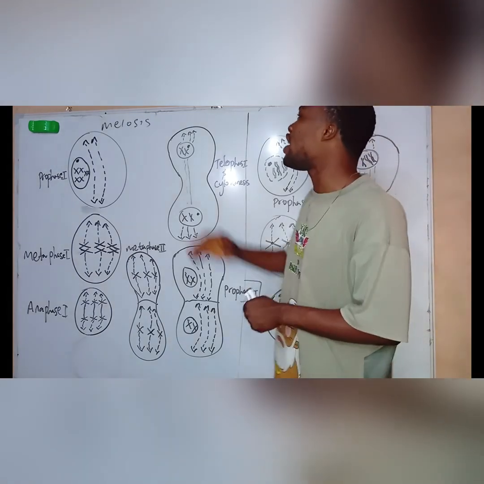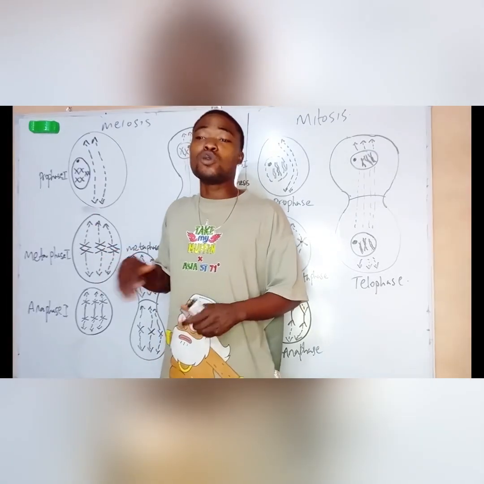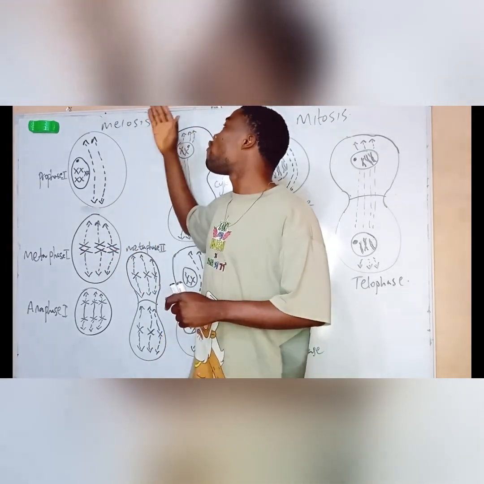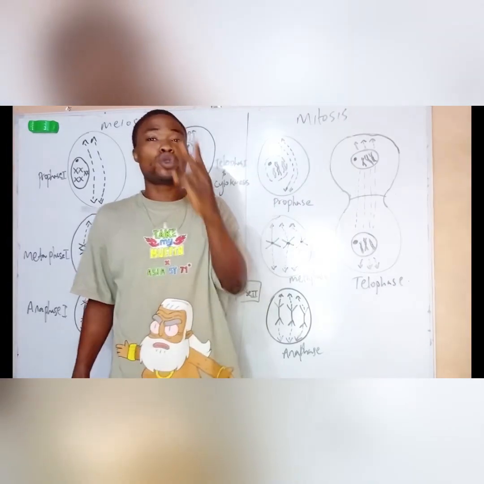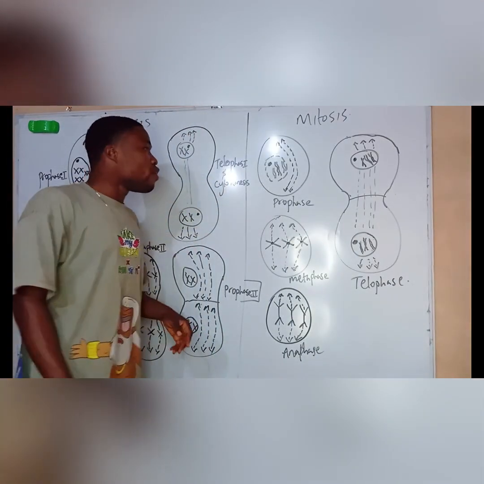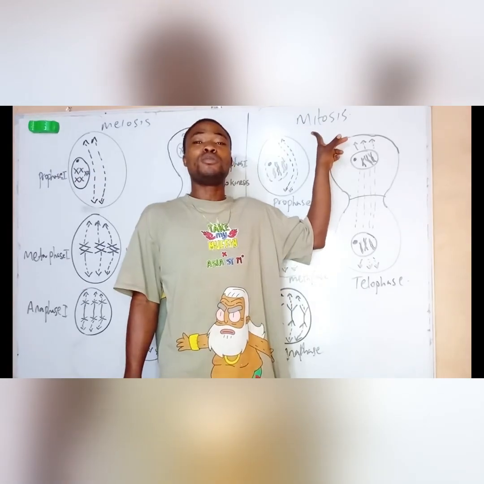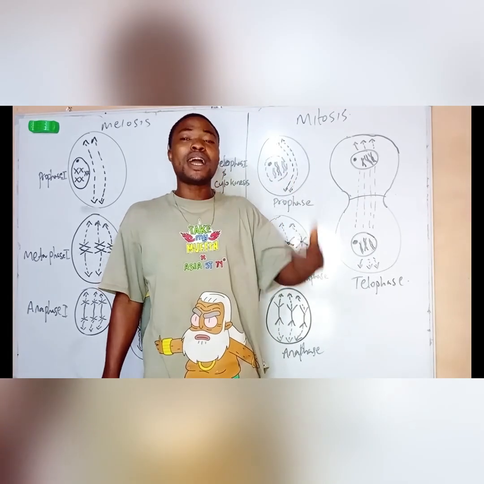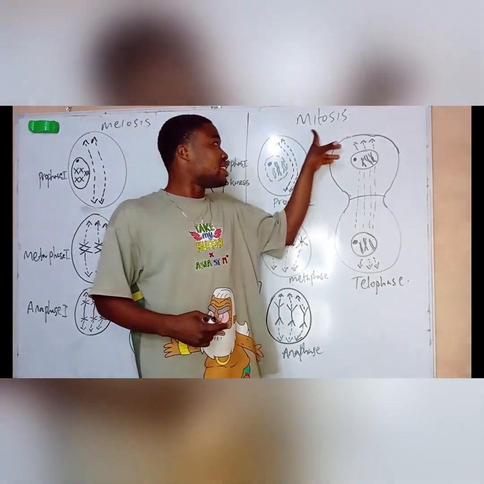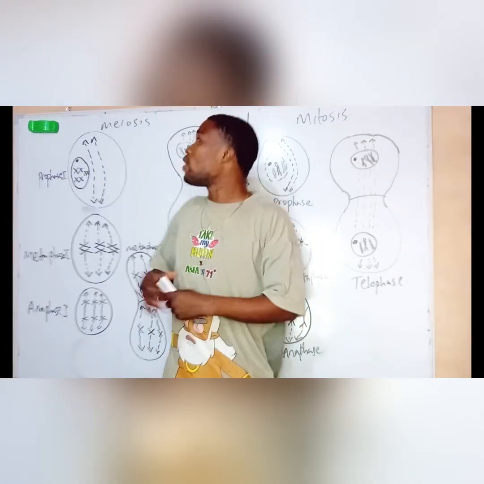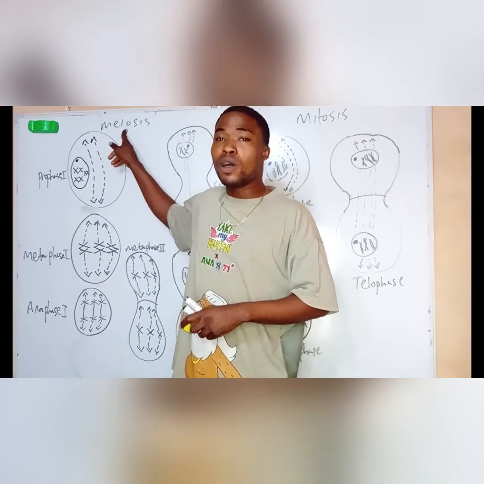Another big difference is that at the end of meiosis, in most cases, though with some few exceptions, we have 4 daughter cells. At the end of mitosis, in most cases, we have 2 daughter cells. So, I'm going to show you the difference. Mitosis gives rise to a diploid number of chromosomes. In meiosis, a haploid number of chromosomes is formed.